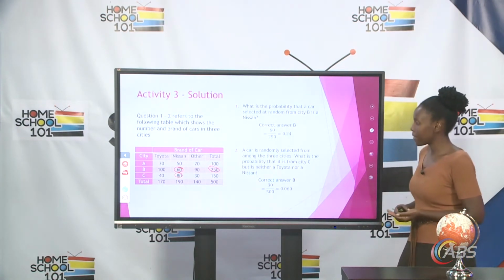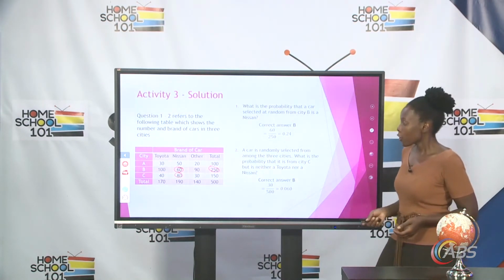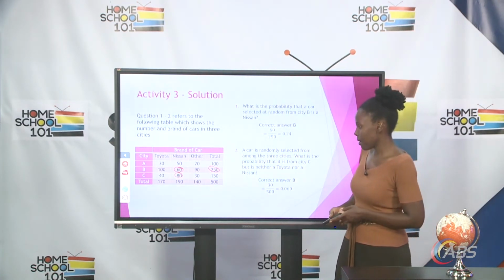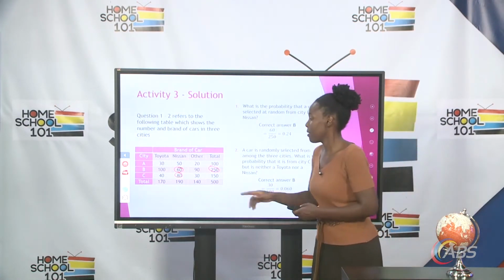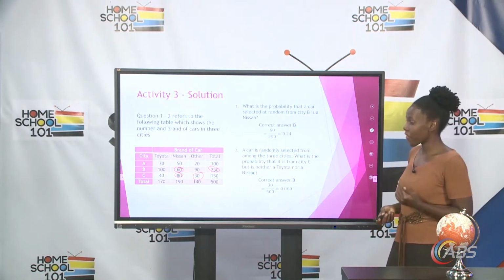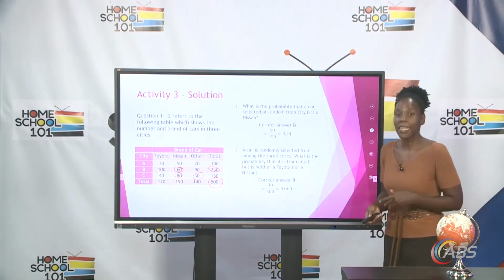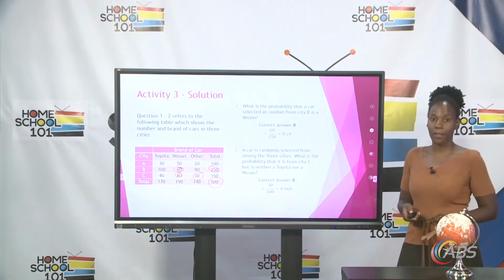For the second question, it says a car is randomly selected from among the 3 cities. What is the probability that it is from city C, but is neither a Toyota nor a Nissan? So what we will do is look at city C. If it's not a Toyota nor a Nissan, then it must be other, and there are 30 such cars. So it would be 30 divided by the total number, which is 500, and that gives us a probability of 0.060. Hence, the correct answer is B.